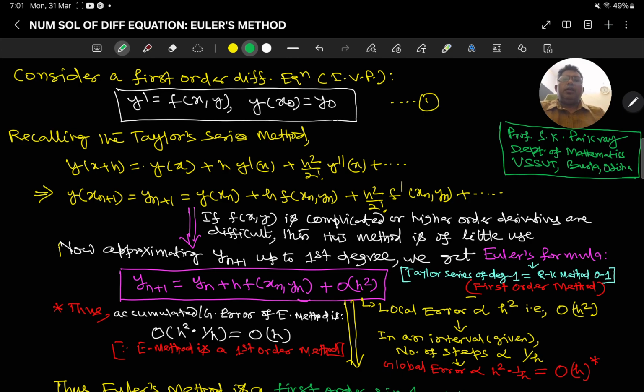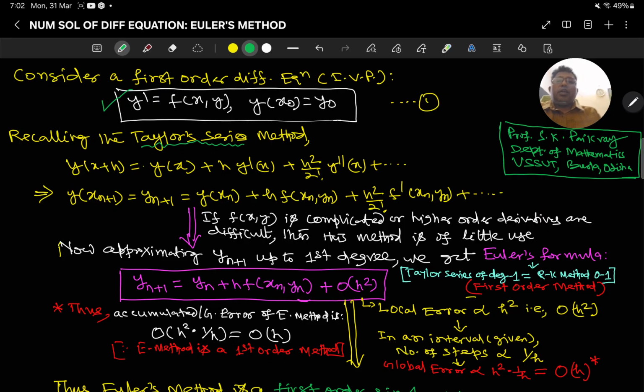Hello everyone. In this lecture I shall discuss Euler's method to find the numerical solution of a differential equation. As you know, you are given a first order differential equation y' = f(x, y), y(x0) = y0. In the previous lecture I discussed the Taylor series method.